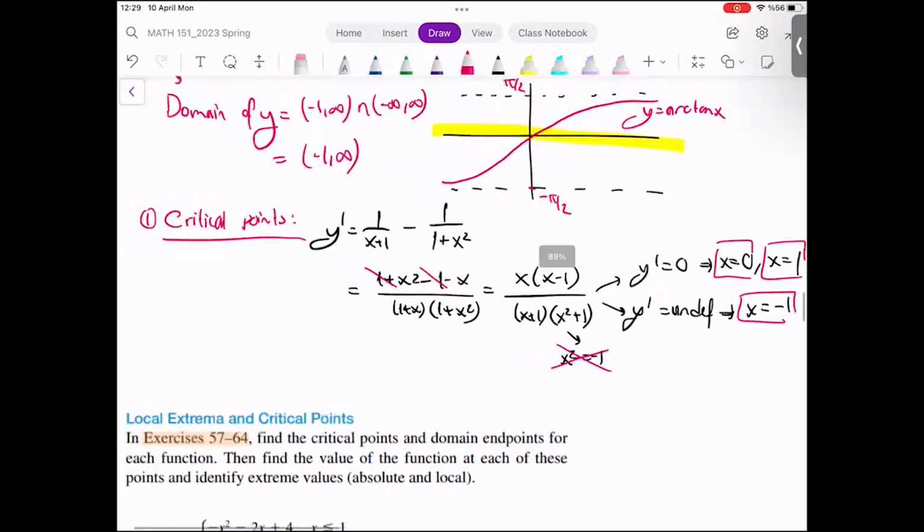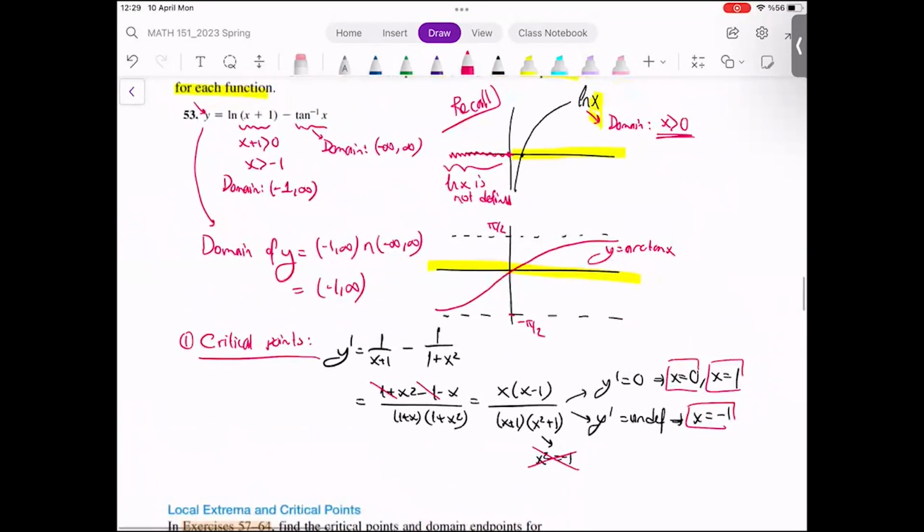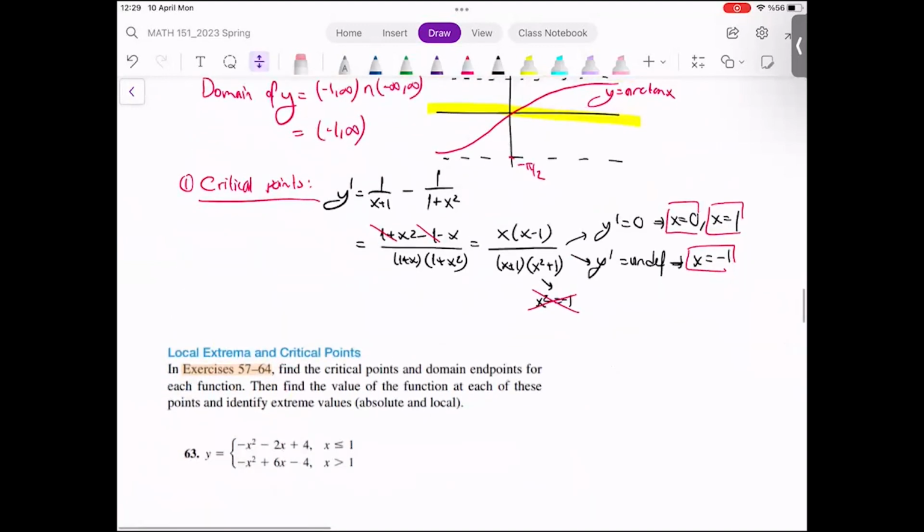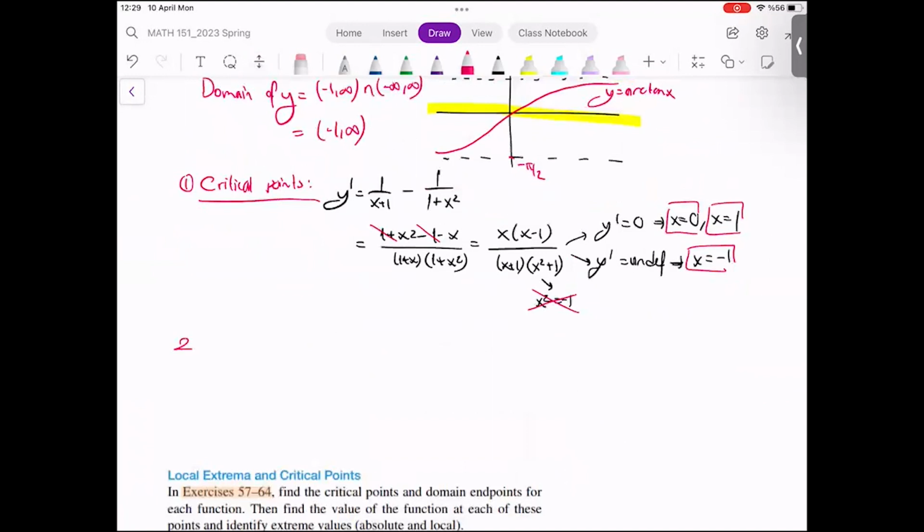Okay, let's also try to find out what the absolute max and absolute min of this function are, right? Let's complete that part also. Second part, you make a complete list of critical points and endpoints.